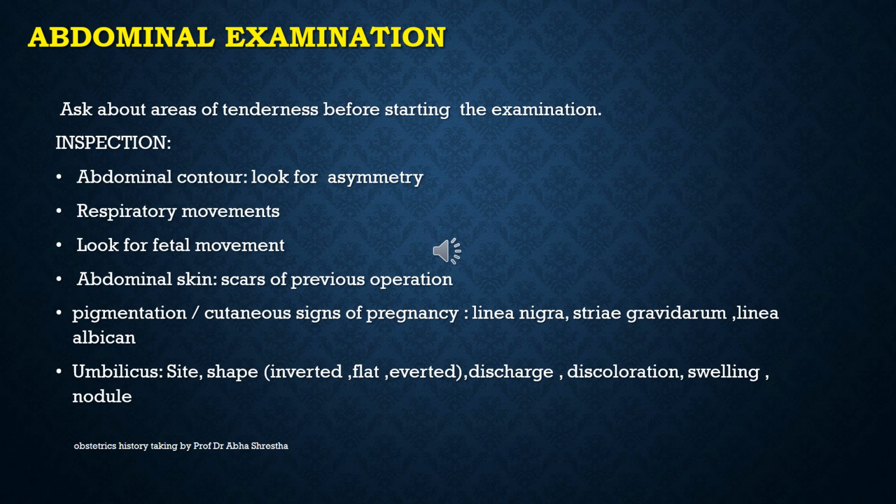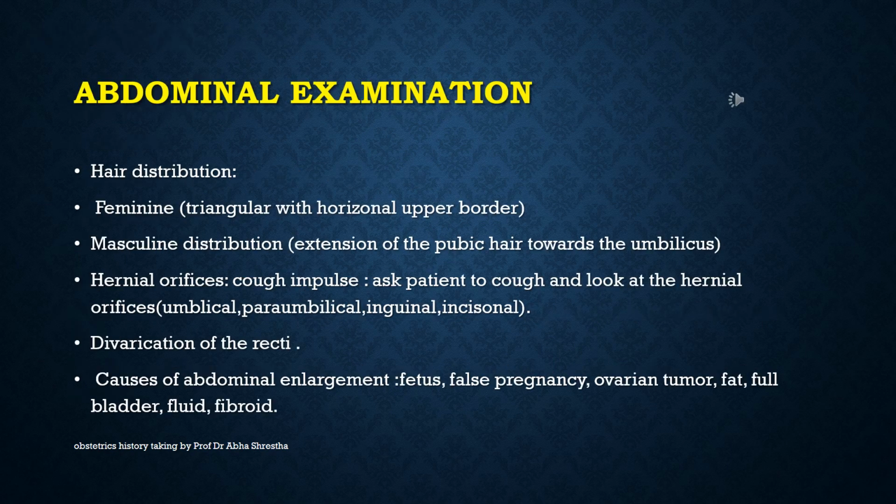These are important things we should note on inspection of the abdomen. Also note the hair distribution. The feminine pattern of hair distribution will be triangular with a horizontal upper border, and a masculine type of hair distribution will be extension of the pubic hair towards the umbilicus.